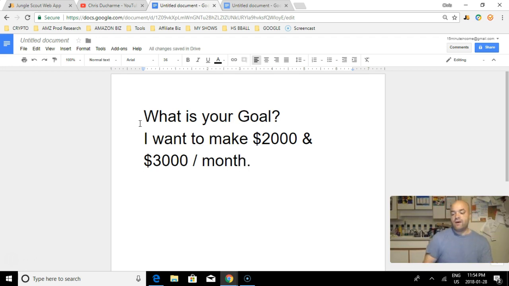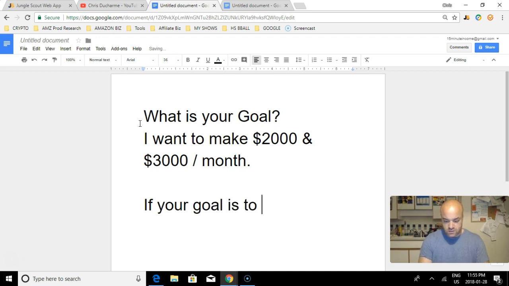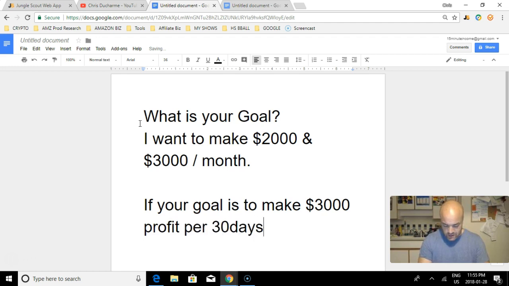So what would it take to make that type of money? And by breaking it down, or at least by learning this aspect of breaking down your goals, it'll help you when you're doing product research, picking the right products, maybe going a simpler route versus trying to hit a home run, maybe going for base hits. If your goal is to make, say, $3,000 profit per 30 days, let's say, we'll break it down into 30 days.